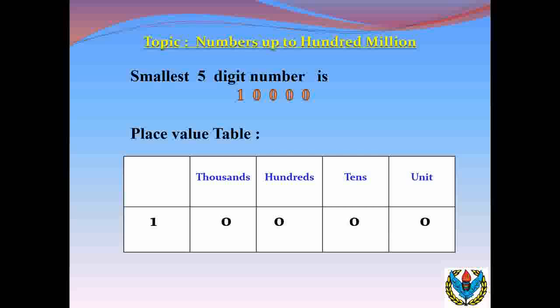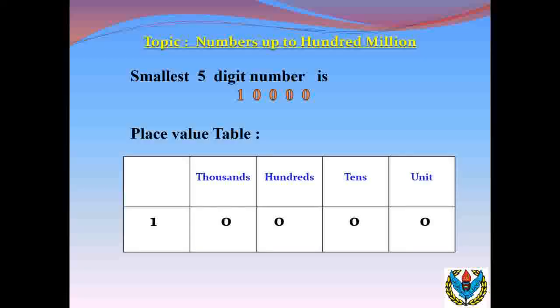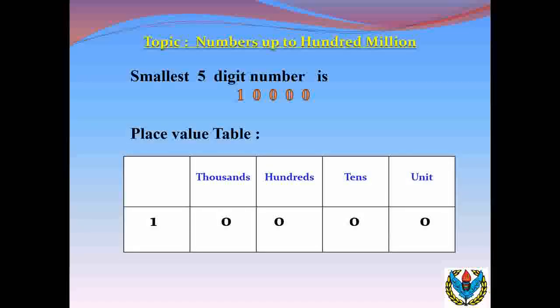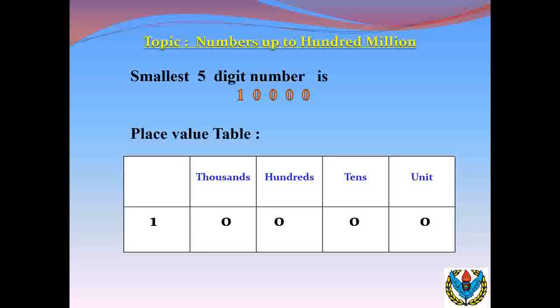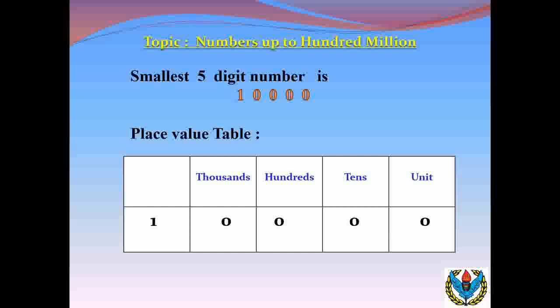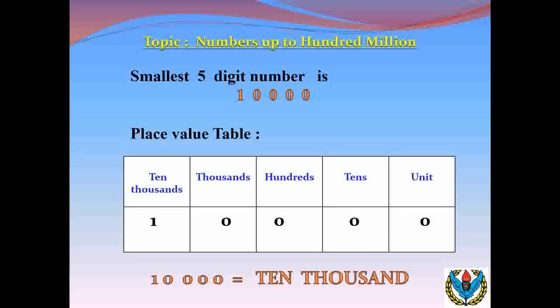First we will study 5-digit numbers. The smallest 5-digit number is 1 with 4 zeros with it. We will put it in a place value table. You will see that at the extreme right of the table, the first place value is unit, then tens, hundreds, thousands and then 10,000. So the smallest 5-digit number is 10,000.